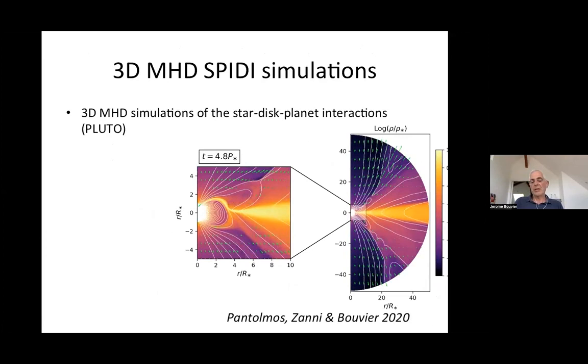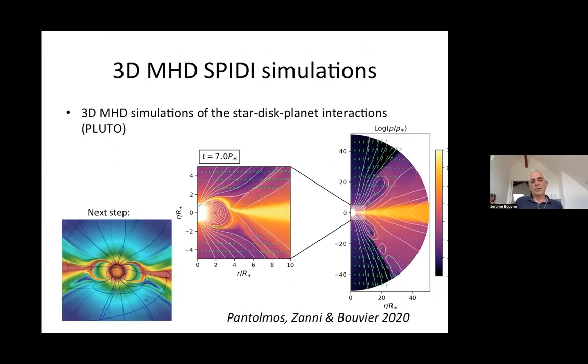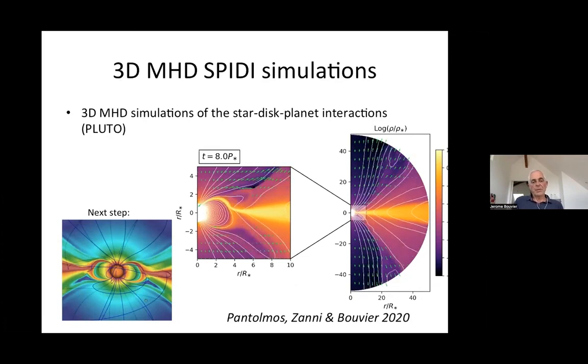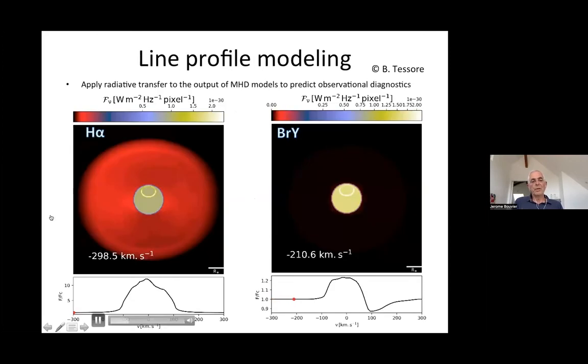So this is star-disk interaction. So we can predict the structure of this accretion process. And the next step is to include the planet in these simulations. And then we do atomic line radiative transfer that we plug onto the MHD simulations to predict the line profiles that you see here and to get monochromatic images in each velocity channel of the magnetosphere. And I will show you just a couple of movies of that.